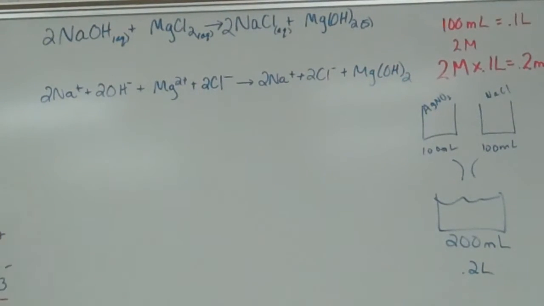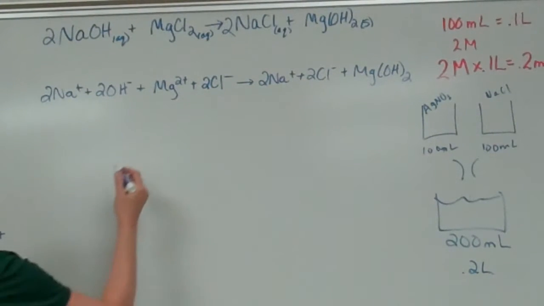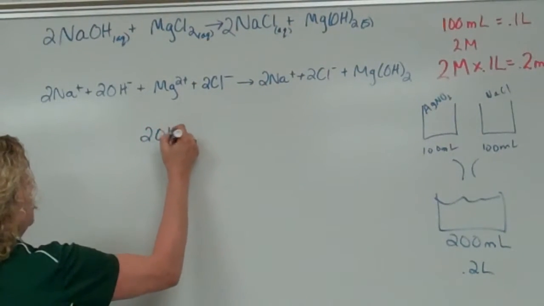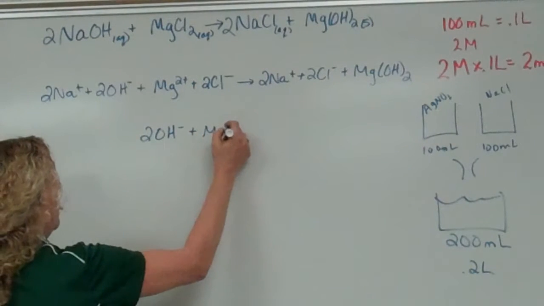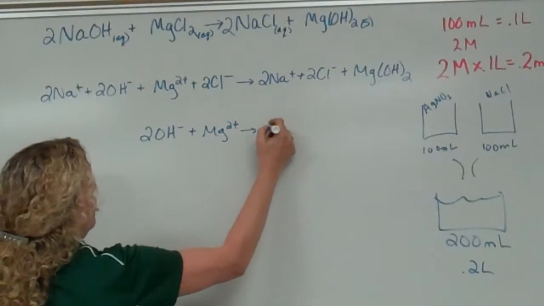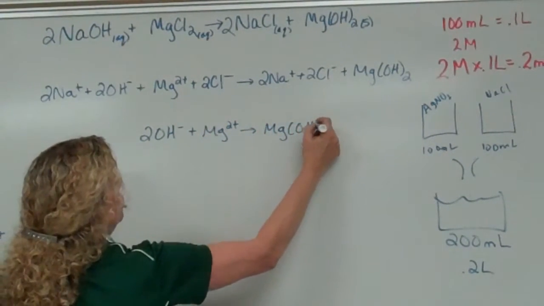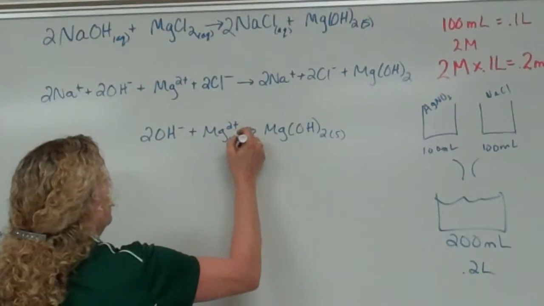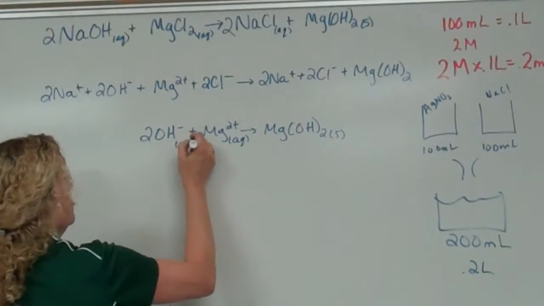Okay? How's everybody doing? All right. So, and then the net ionic would be hydroxides plus magnesium forming the MgOH2. This is the solid. These are aqueous.